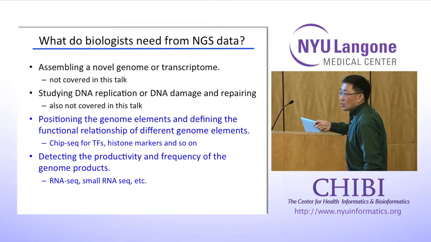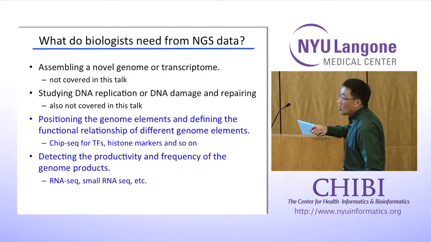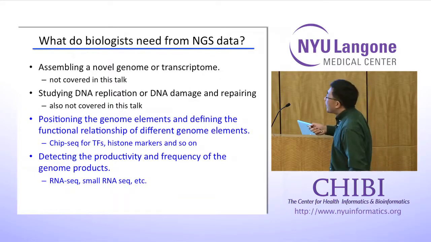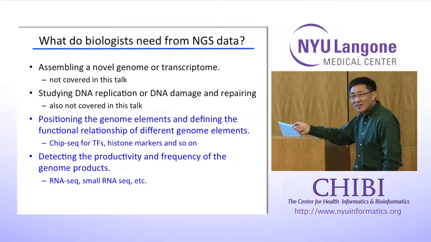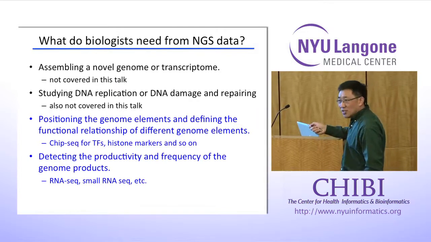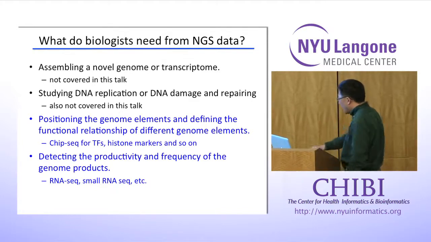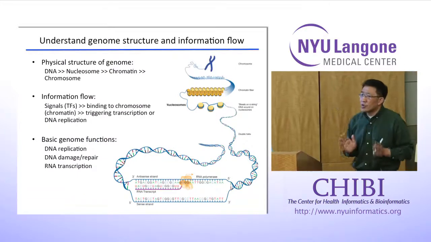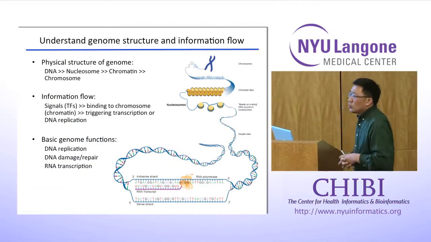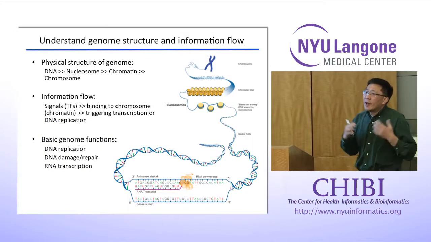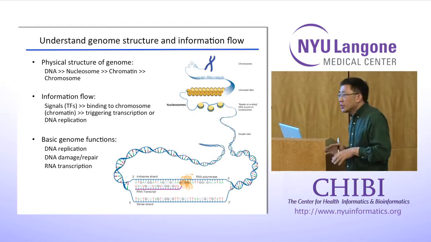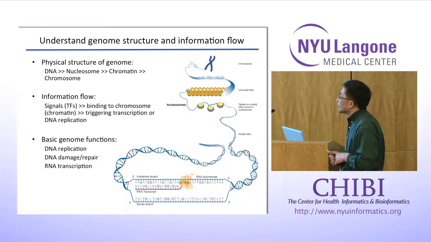The majority of work that comes to me is ChIP-seq or RNA-seq. What is ChIP-seq? Basically, it's positioning genome elements and defining some functional relationships. And RNA-seq is basically detecting the productivity and the frequency of the genome product. So in order to accomplish those tasks, you need to have a little knowledge about the genome: what the genome structure is, how the genome processes information, and so on and so forth.